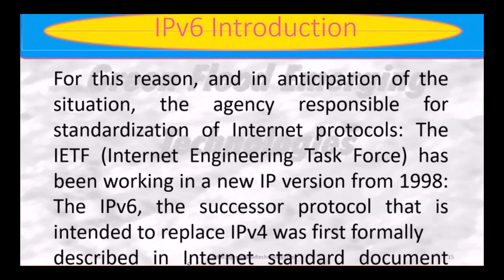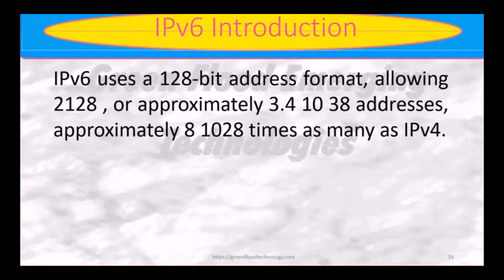For this reason, and in anticipation of the situation, the agency responsible for standardization of Internet Protocol, the Internet Engineering Task Force (IETF), has been working on a new IP version since 1998. The Internet Protocol version 6, the successor protocol that is intended to replace IP version 4, was first formally described in Internet Standard Documents. IP version 6 uses a 128-bit address format, or 2^128, approximately 3.4×10^38 addresses, or approximately 8×10^28 times as many as IP version 4.